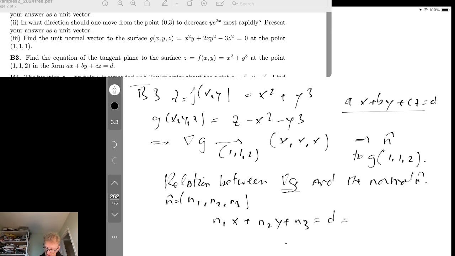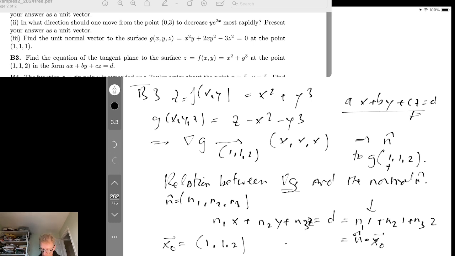What is d? Well, d is simply n1 times 1, so that's the point's first component, plus n2 times 1, and then n3 times 2, so that's the inner product of the normal with the point. So let me call the point x0, which is (1, 1, 2), so that's the inner product with the vector x0, because then you know the point lies on the plane. You just give this as z, of course, because it's right here. So basically a, b, c are n1, n2, and n3.